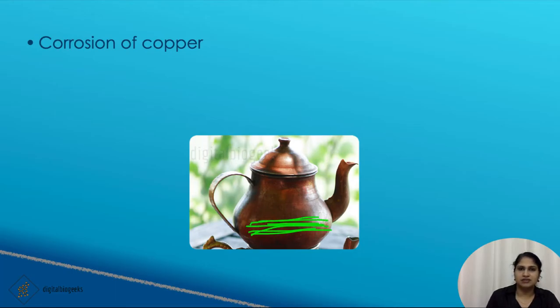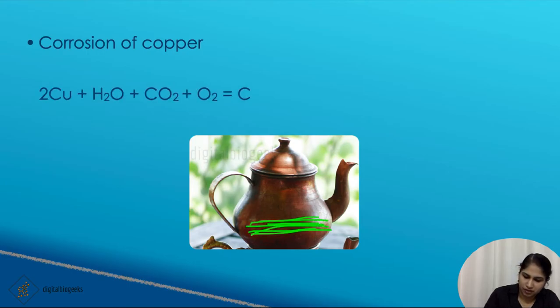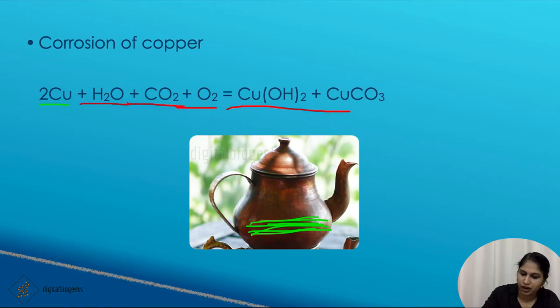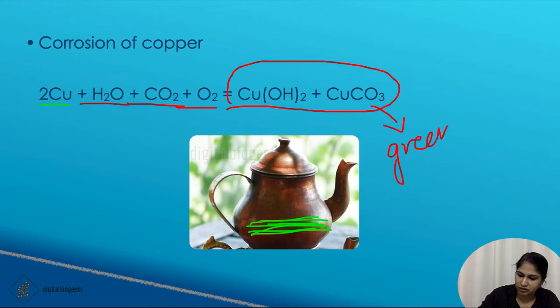Let's see what this green thing is. When copper reacts with water, carbon dioxide and oxygen, it will produce copper hydroxide and copper carbonate. This is the green patch: copper hydroxide and copper carbonate.